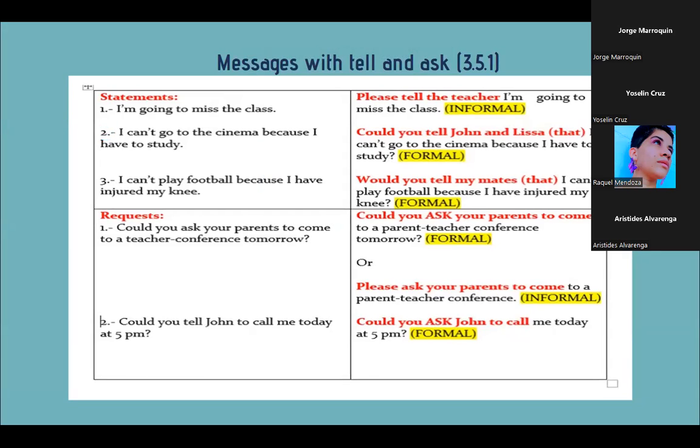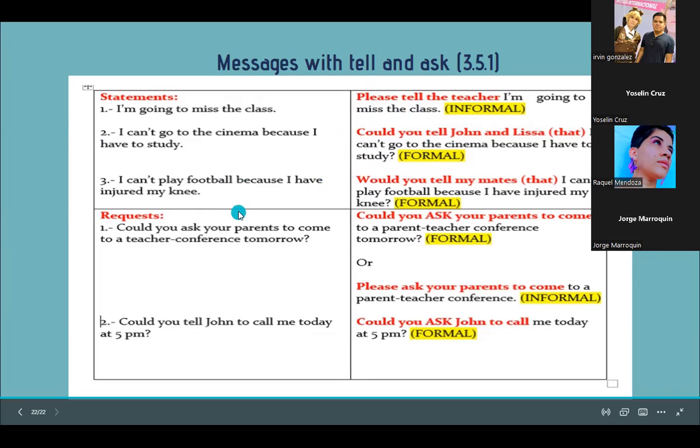I can't go to the cinema because I have to study. Okay, read now the message. Could you tell John and Lisa I can't go to the cinema because I have to study? Very good, excellent. Or just please tell John and Lisa, right? These are interchangeable, right? You can use please tell, could you tell, would you tell. Very good. Irving, number 3.